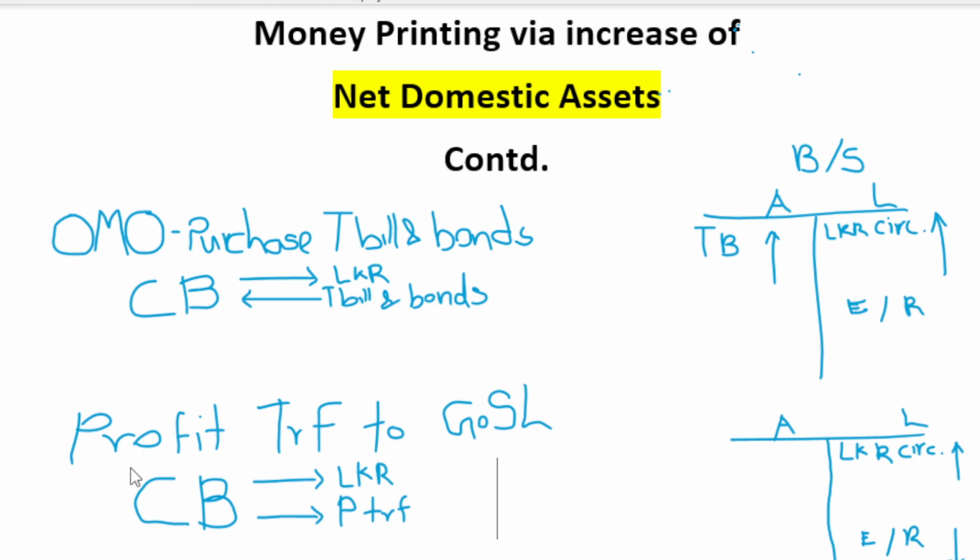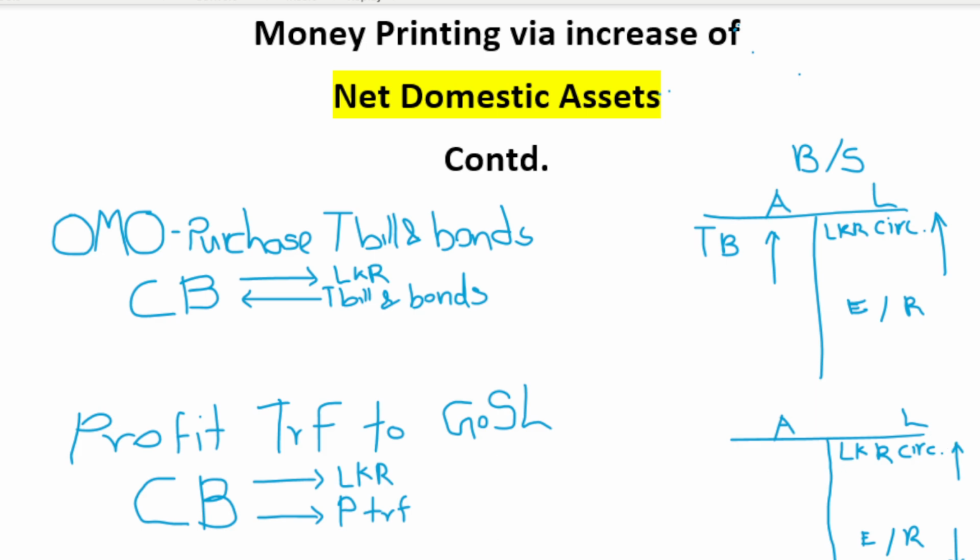Central bank transfers profits to government. When profit transfer taken place, there will be a release of money to the economy, and central bank transfers profits to government. So in the balance sheet, in the liability side, we can see an increase of LKR in circulation, whilst there is a decrease of profits or reserves.